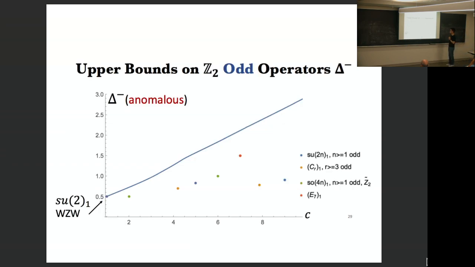So this is the bound, and all these colored points are some explicit WZW models with anomalous Z2 global symmetry. These are exactly solvable WZW models, so you can just compute the lightest Z2-odd operator in all these cases, and you can see that they are all consistent with the bound. And when C is 1, the SU(2) at level 1 WZW model saturates the bound. In all these examples, is the anomalous Z2 also part of the E1? No. Yeah, that would be harder to compute. The ones we look at are the Z2 that are in the center of the WZW algebra.